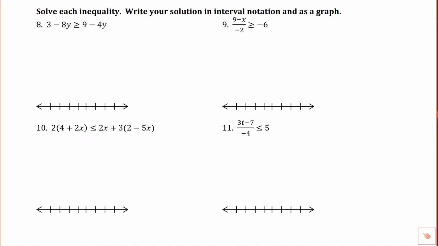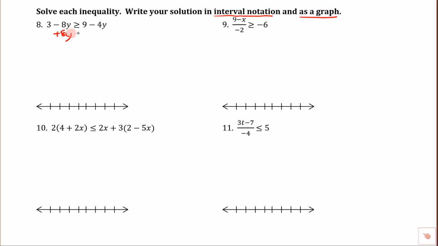Let's take a look at this next page, problem number 8. It says, write your solution in interval notation and as a graph. So we need to do both interval notation and we need to graph these. So remember, we solve inequalities just like we solve equations. So we're going to go ahead and move the smallest one here.